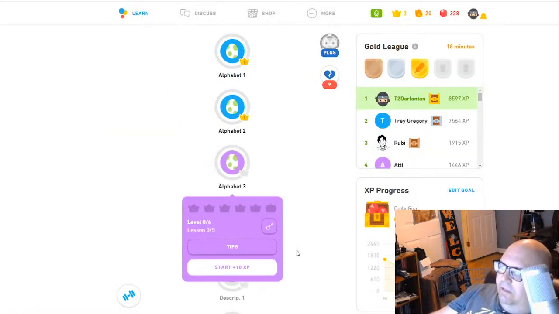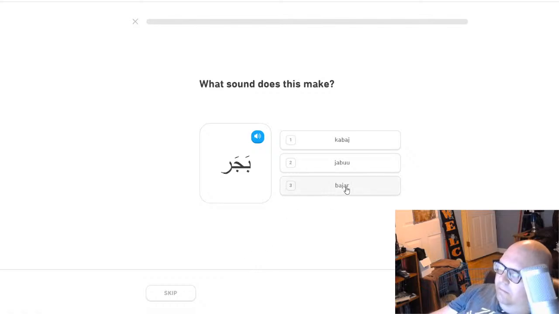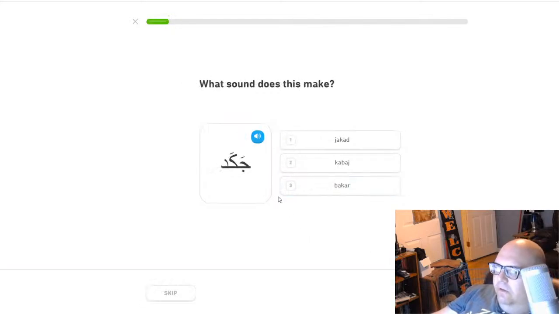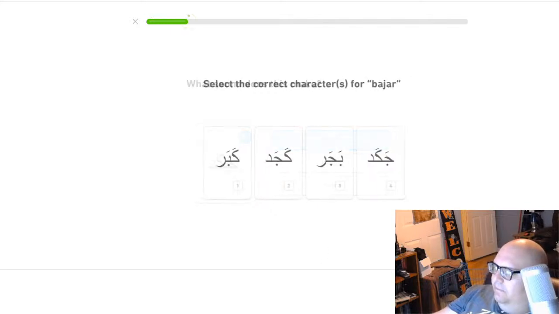I'm learning the Arabic now. I haven't got the accent down. It's kind of like a Russian, but a little bit of Middle Eastern Swahili in there. Jacket. I'd like to buy a jacket, please.